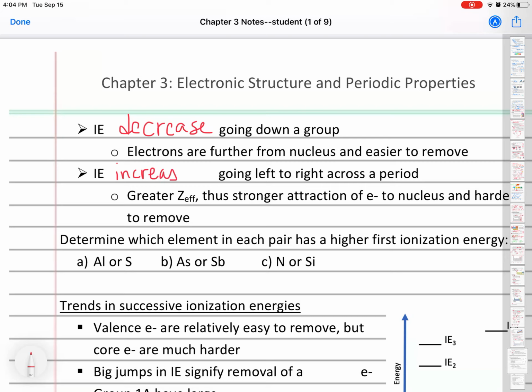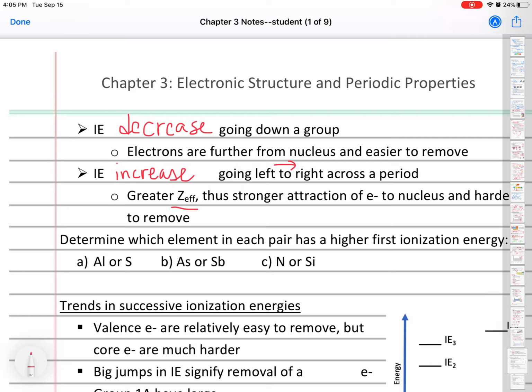The ionization energy, however, increases as we go across the periodic table, left to right. And that is, again, kind of related to why atoms are smaller. So the smaller the atom is, the closer it's holding those electrons to its nucleus. And it's doing that because as you go across the periodic table, you have a greater and greater effective nuclear charge. So it becomes harder to remove those electrons. The ionization energy is going to be higher.